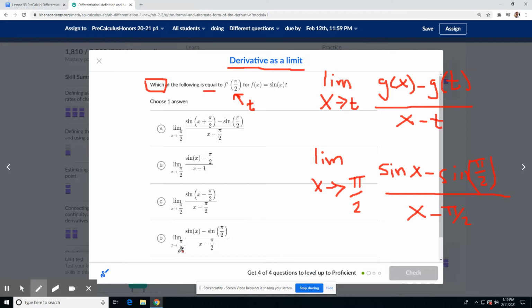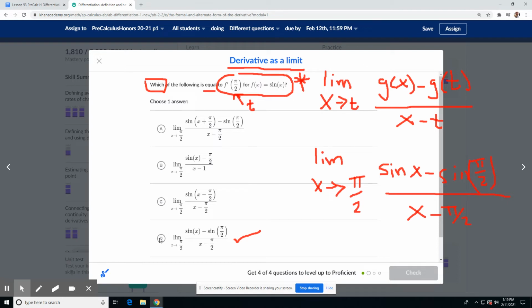Limit as x goes to pi over 2 of sine of x minus sine of pi over 2, over x minus pi over 2. So everything kind of links together there. So my advice would be to use the definition just to fit what they give you into the definition, and then you can match it that way. A lot of these answers, at least for me, kind of throw me off. Easy to kind of confuse you.